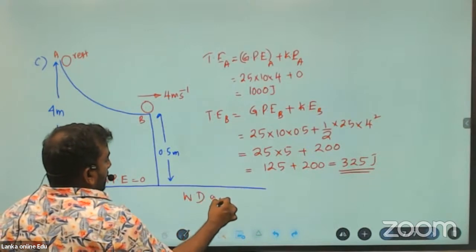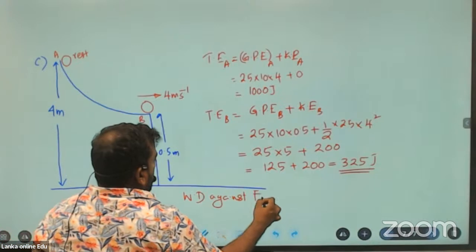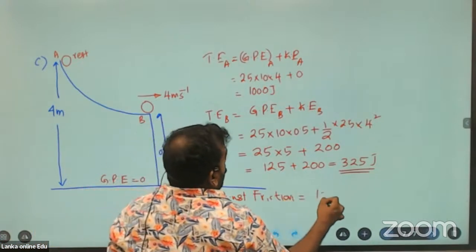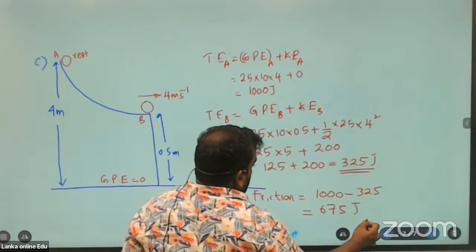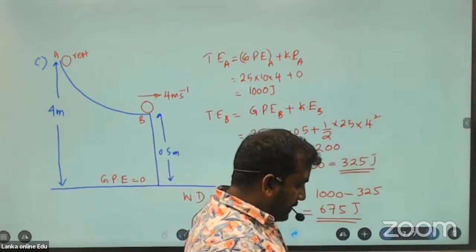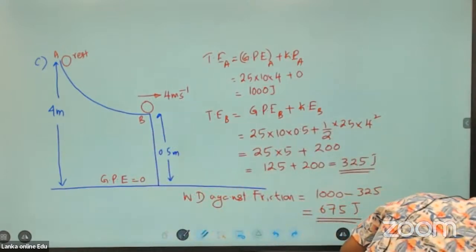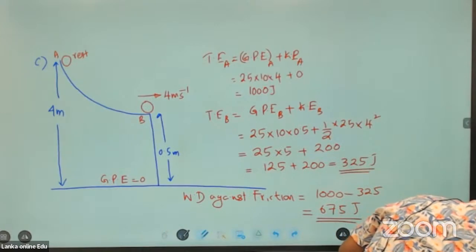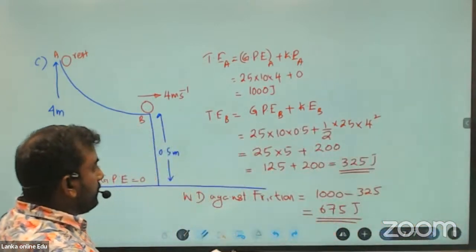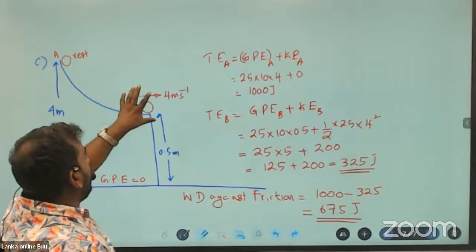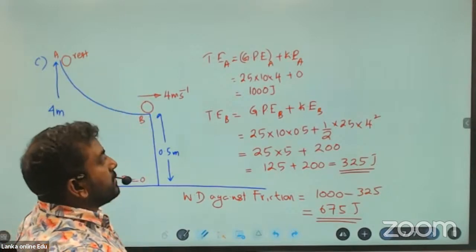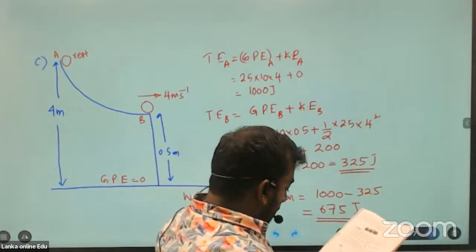Work done against friction is 1000 minus 325, 675 joules. Okay? Part D. So these are easy work. Energy here, energy here; the difference is the work done against friction. Very easy to find.